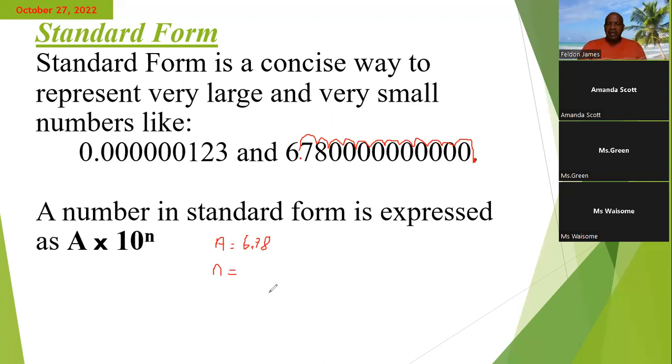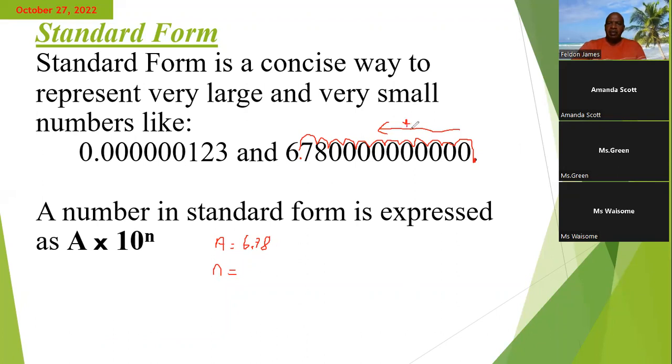But what it doesn't tell you is whether N is positive or negative. Now to determine what sign N has, whether it is positive or negative, you need to pay attention to which direction you were moving in. So in this case, we are moving from the right to the left. So if you're moving from the right to the left, then N will be a positive number.